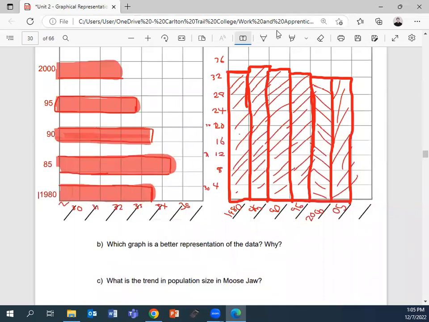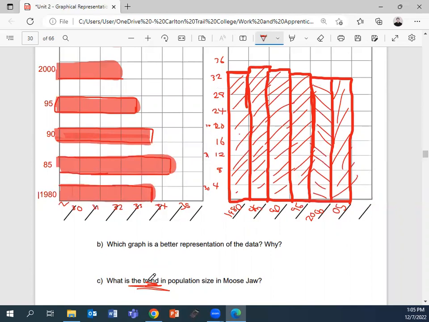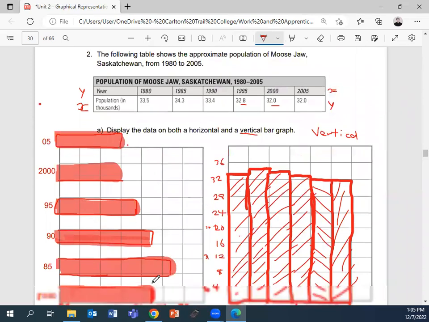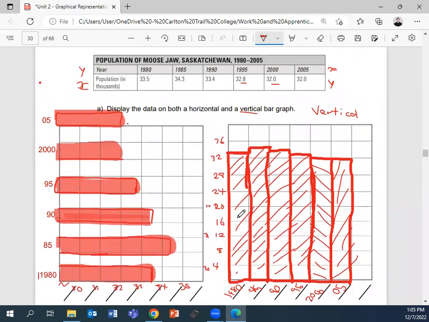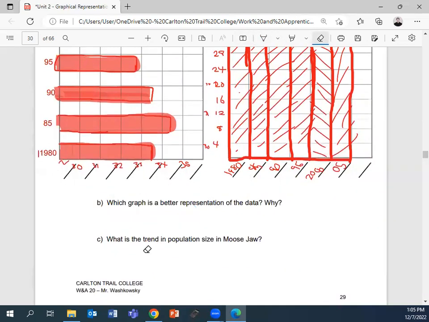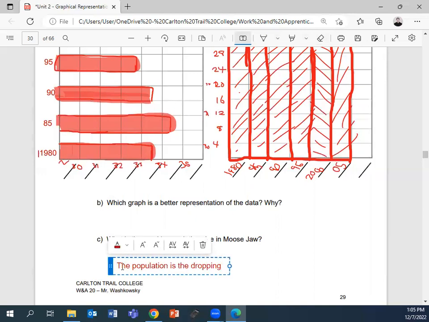But what do we see when we actually look at the trend of the data now? When you look at the trend, and if you remember, when we looked at that yesterday, the trend is just what do we see happening over time to that data. So what trend are we noticing with the population of Moose Jaw over time? It's dropping, right? We don't know why. We could make guesses, but we know that the trend here is that the population is dropping. So the population is dropping. Done.